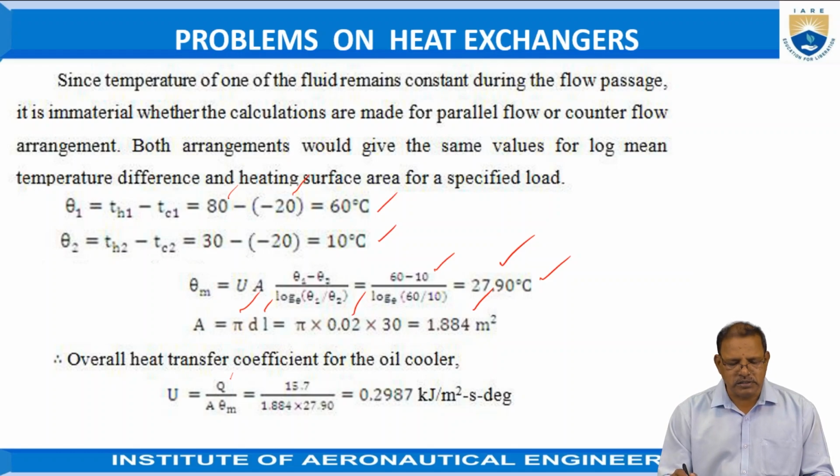Substituting these values in this equation, we get 15.7 divided by 1.88 into 27.90. Doing the calculation, we get U equal to 0.2987 kilojoules per meter square per second per degree centigrade.